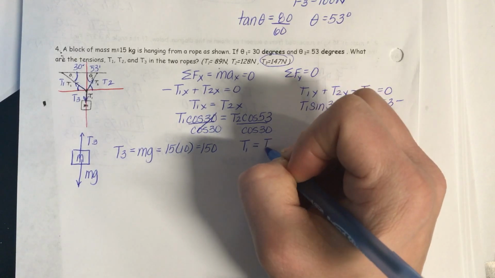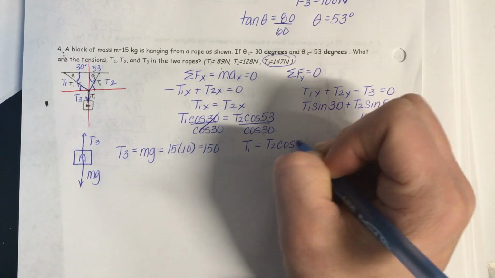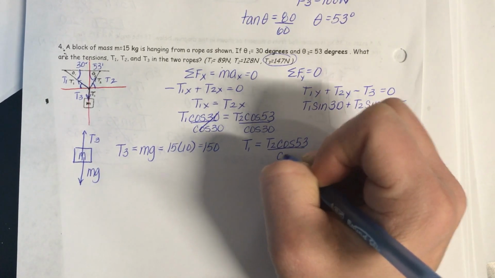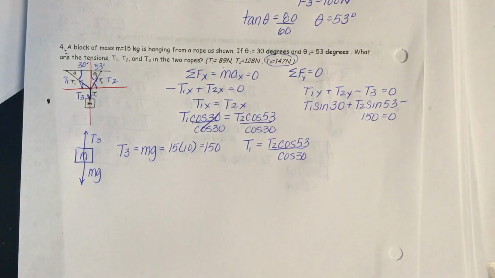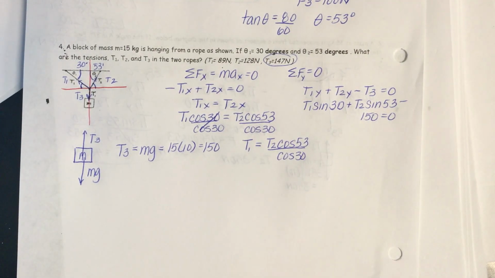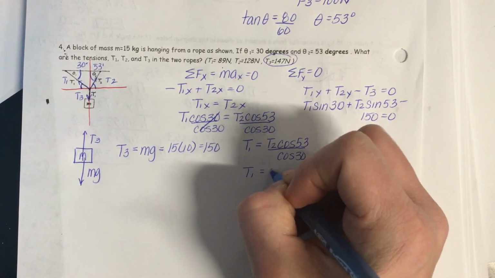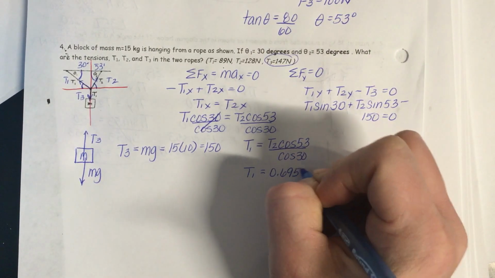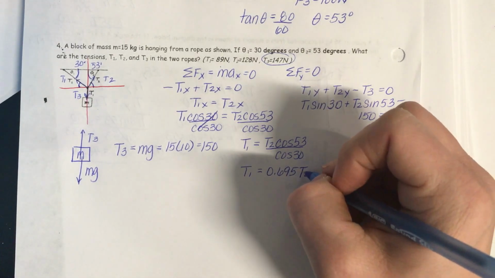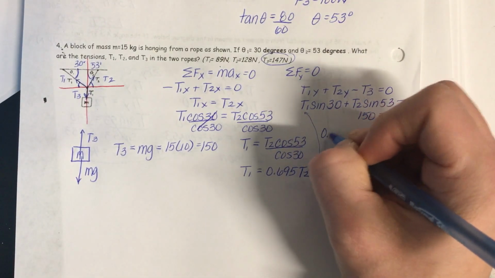We're going to solve for T1 this time so that we can use it to plug into the other equation. And when I do the cosine of 53 divided by the cosine of 30, you get T1 equals 0.695 T2. And then you're going to plug that in up here.